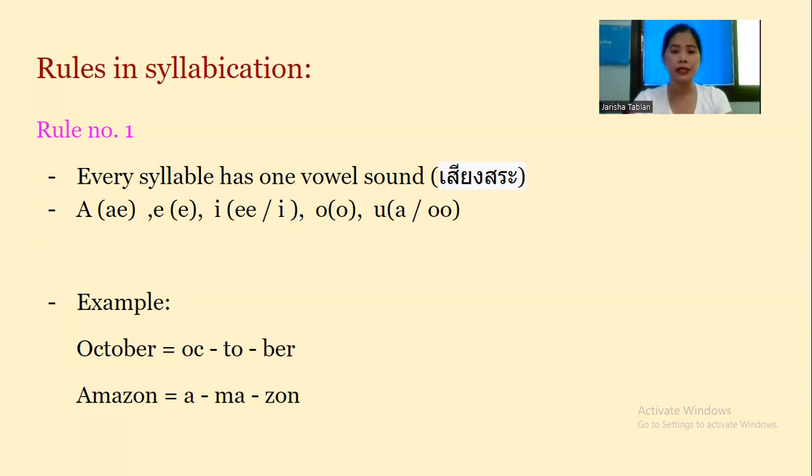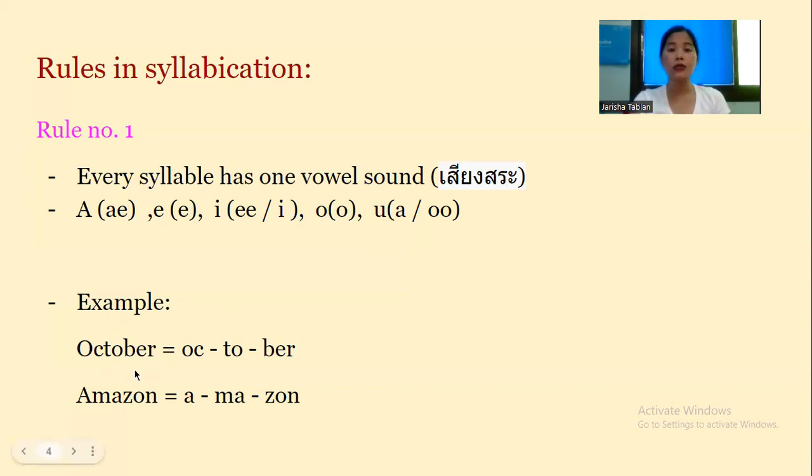Prudent. So the sound is oo. Prudent. Okay, so again, what are the vowel sounds? We have a, e, i, o, u, and oo. All right, so those are the vowel sounds. Now, example we have here.